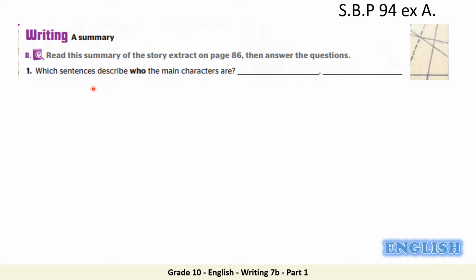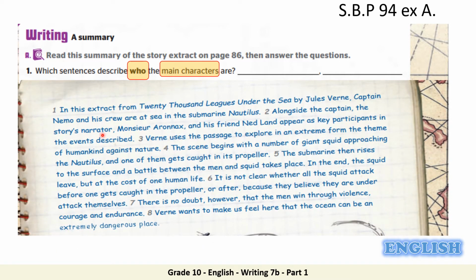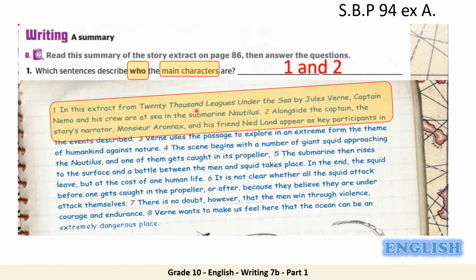Question number 1. Which sentences describe who the main characters are? So, we need here to know the main characters of the story. Let's look at the extract and try to find out the sentences that describe the main characters of the story. So, that's correct. The answer is number 1 and number 2. So, let me ask you a question here. Does the writer mention any of the minor characters of the extract? That's right. So he started his summary by talking about the main characters of the story. Let's go to the next question.